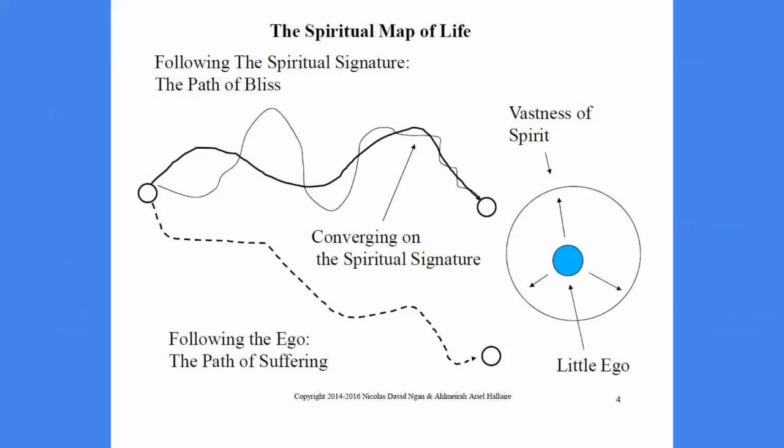This is a spiritual map of life. When we are following the ego, we are following the path of suffering. When we are following the spiritual signature, it is the path of bliss. The ego is small, but the vastness of the spirit is huge.